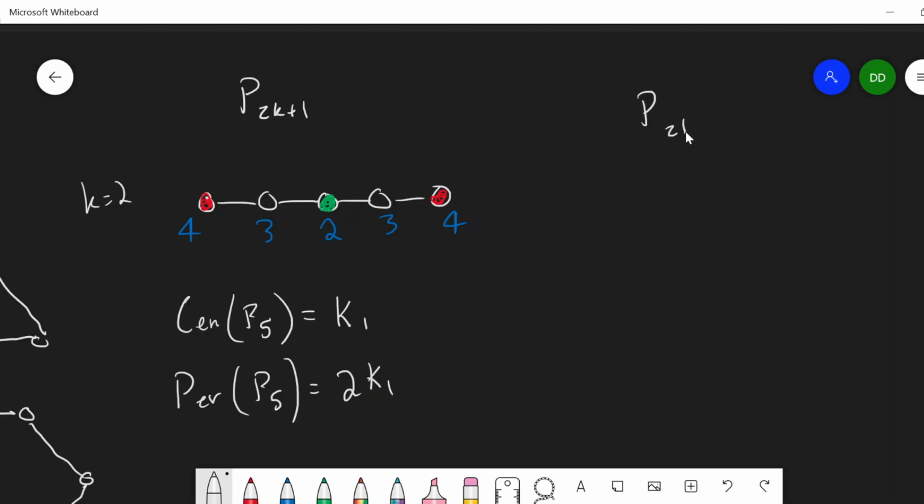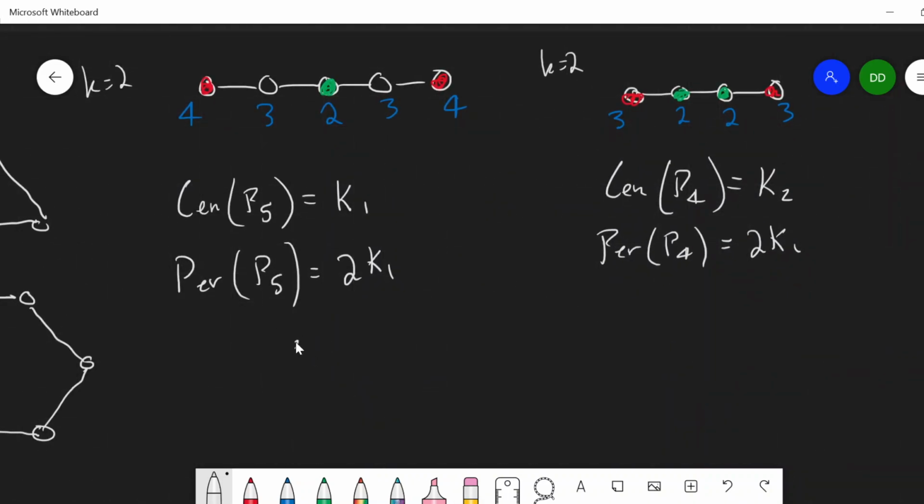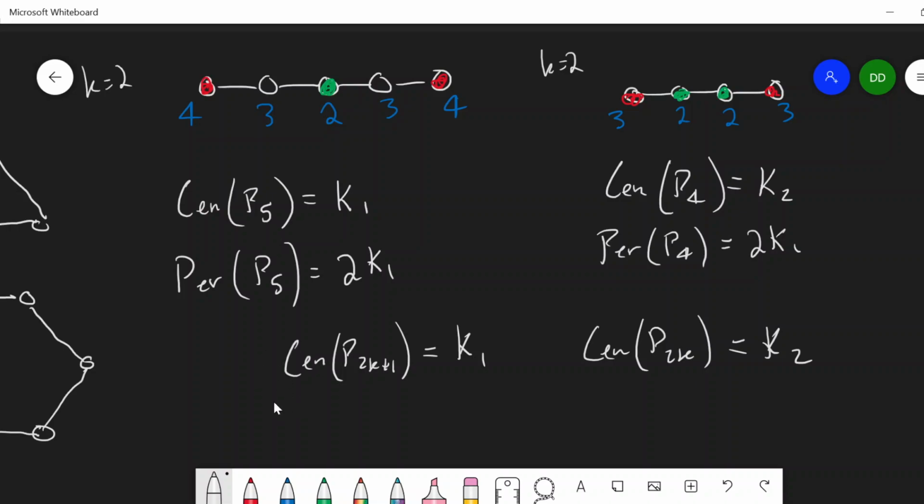So what about even paths? So look at P_{2k}, and let's just take k equals 2, for instance, and then generalize. So the eccentricities would be 3, 2, 2, 3. Now these would be my central vertices, and these would be the peripheral vertices. So the center of P4 is K2, the subgraph induced by these two, which have an edge between them, and the periphery of P4 would be 2K1. So in general, the center of P_{2k+1} is equal to K1. The center of P_{2k} is just going to be K2. And the periphery of any path, so I'll just say P_n, is 2K1.